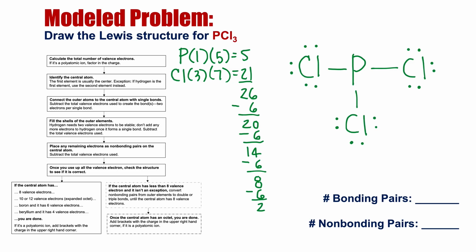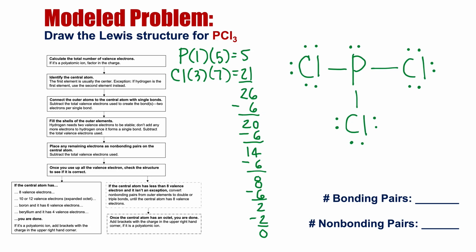My next step says place any remaining electrons as non-bonding pairs on the central atom. So I have 2 electrons. I'm going to place them in a pair on that central atom. And now I've reached my 0 mark. Just make sure when you're adding non-bonding pairs on that central atom, you're giving them their own real estate, their own space away from any bonding pairs.